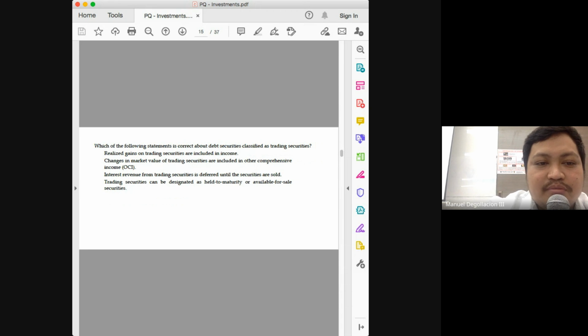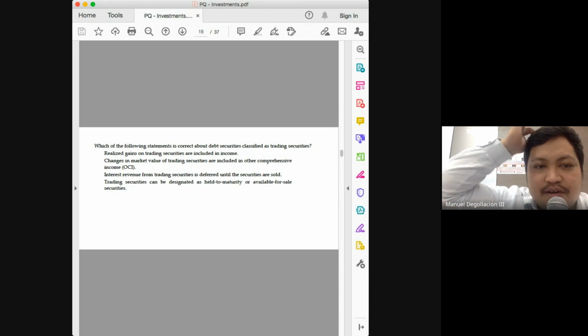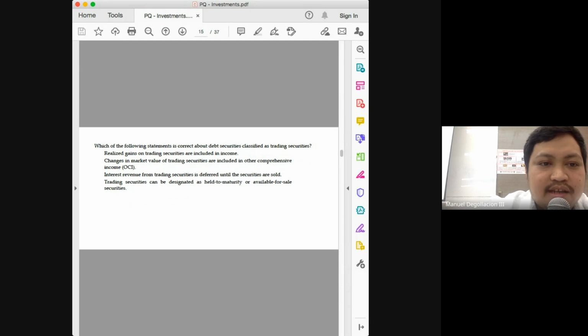Next, which of the following statements is correct about debt securities classified as trading securities? We're looking for the true statement. First, realized gains on trading securities are included in income. Is this true or not? This is true. So this is already the answer. Do we have to read the other choices? No, but please do. Okay? Make sure to know why they are false.